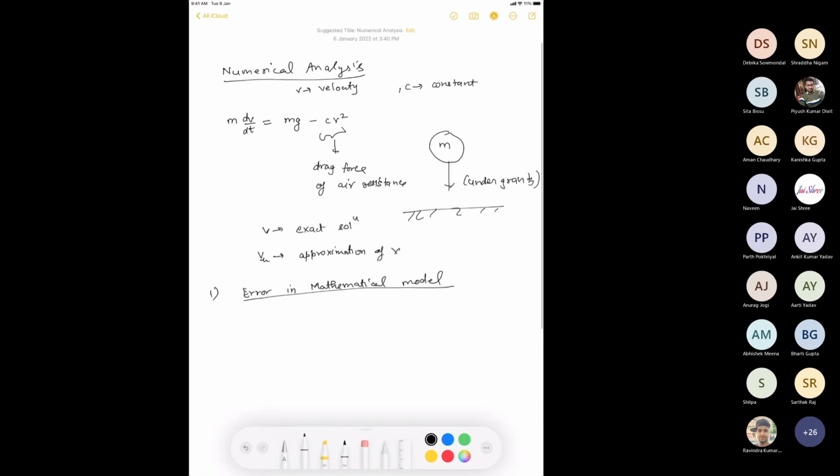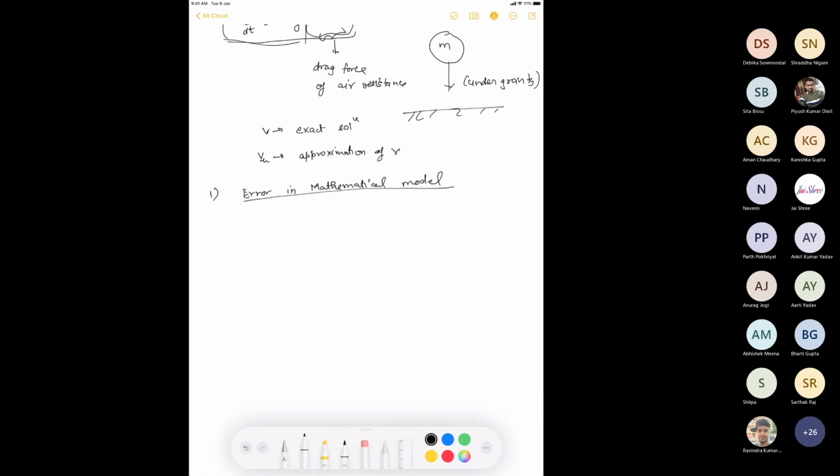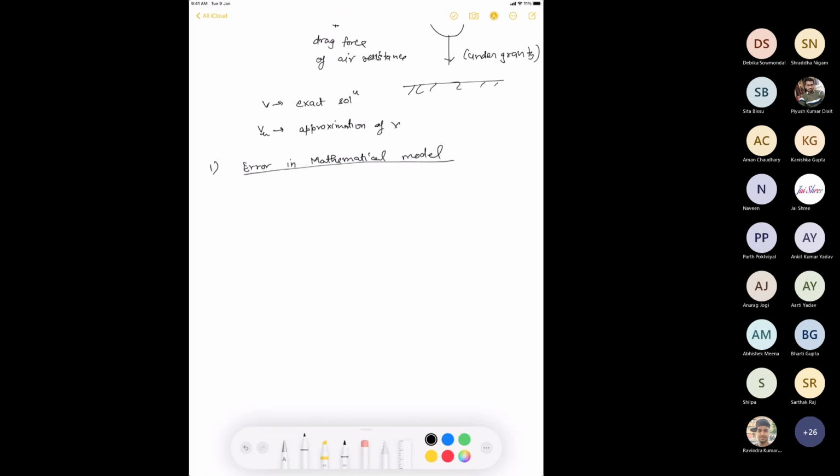So for example, in this example, if I do not take into account this drag force, so I simply consider this model and then try to find a numerical approximation of this model, the discrete or approximate solution which we get might not be a good approximation of the actual solution of the complete model, right? So that is one of the reasons: if your mathematical model itself is not correct, you cannot expect your numerical solution to be a good approximation of the exact solution.